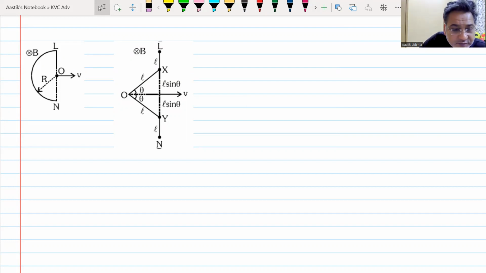This is a question taken from SCV. Which end is higher, which end is lower in this case? Sir, X is at higher and Y is at lower. Okay. What is the potential difference between X and Y? Sir, it is BV into 2L sin theta.